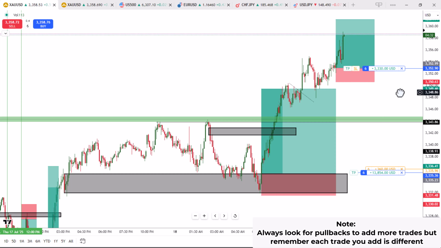Nearly forgot. Please try your best and always add into trades, right? Adding into trades is one of the best things, because that alone will help you boost up your account extremely fast. But you can also see that I wrote below here as a note. Please take note of what I wrote there. It says, always look for pullbacks to add more trades. But remember, each trade you add is different.